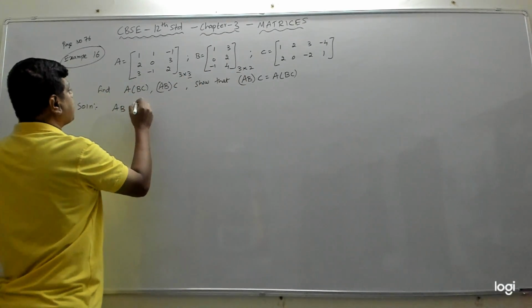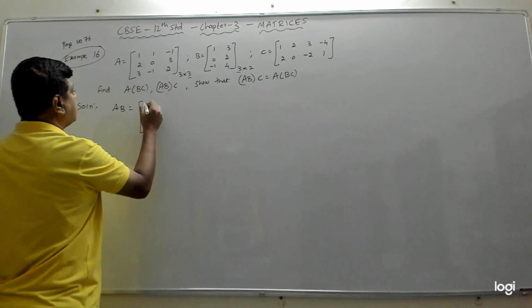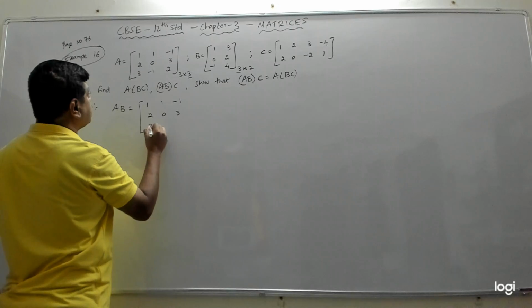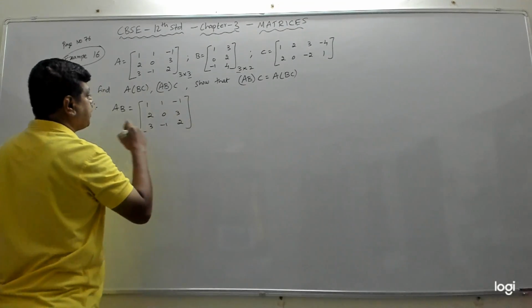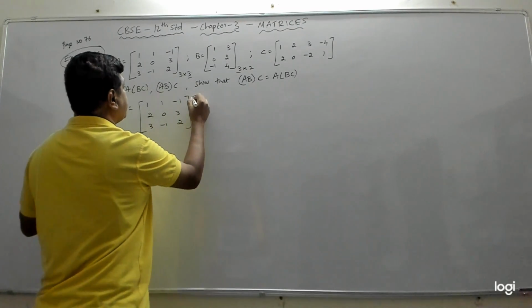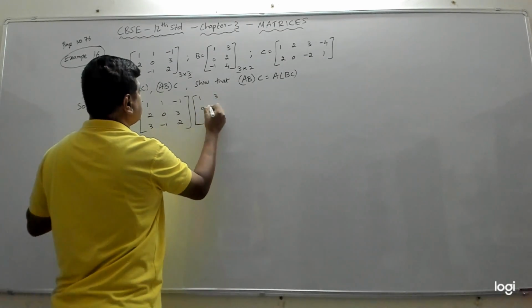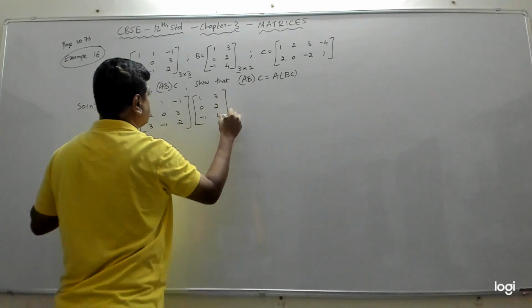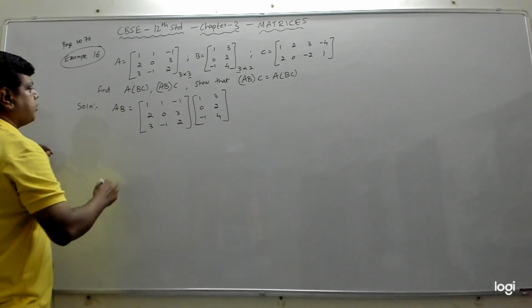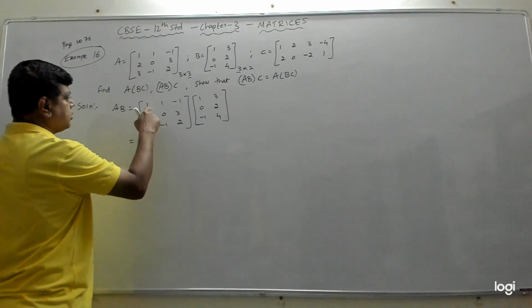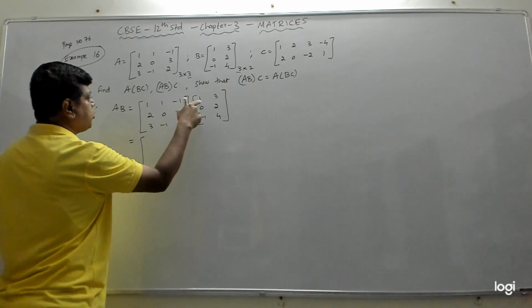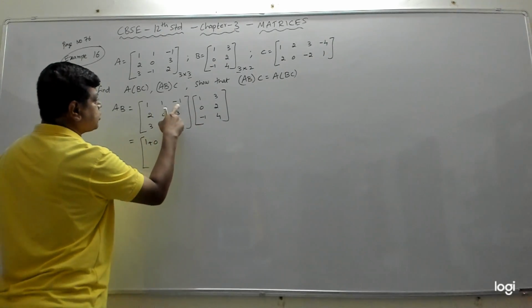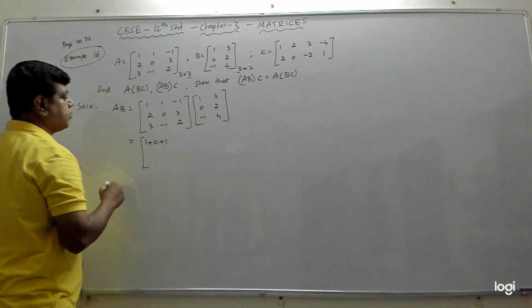So let's find what AB is. AB is 1, 1, minus 1, 2, 0, 3, 3, minus 1, 2, with B, 1, 3, 0, 2, minus 1, 4. Now we need to multiply them. How do we multiply? First row with first column. So 1 into 1 is 1, plus 1 into 0 is 0, plus minus 1 into minus 1 is plus 1. That is the first element.